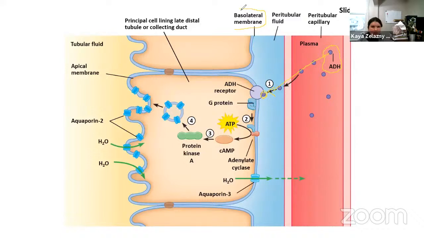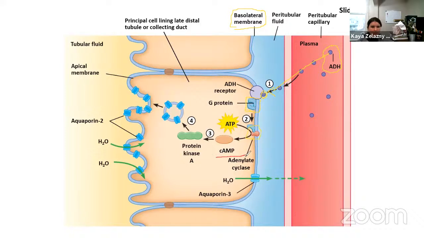The basolateral membrane is the one on the blood side. So we're binding into that ADH receptor. It happens to be a G protein coupled receptor. So this G protein attached to our receptor communicates that signal to some other proteins embedded in the membrane. Specifically, we have this enzyme, adenylate cyclase, which causes us to create our second messenger, cyclic AMP.